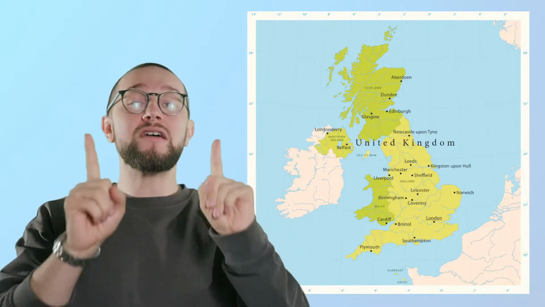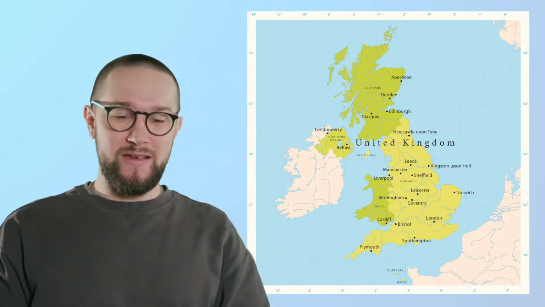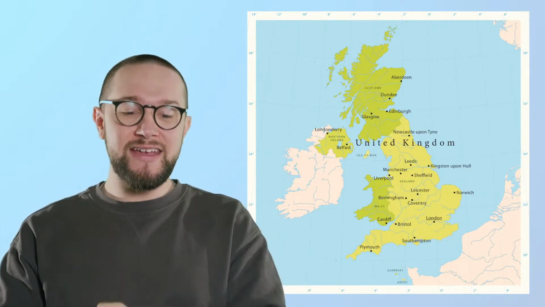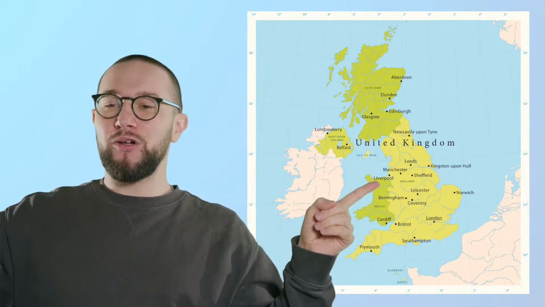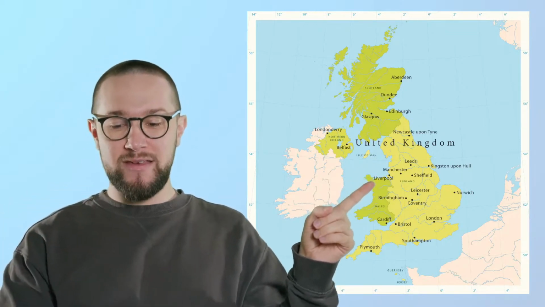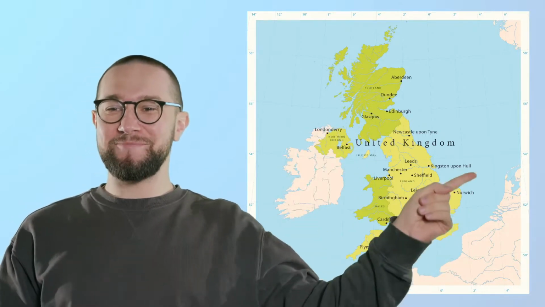So, my first clue to help you is to look at a British passport. What does it say on the British passport? It says, the United Kingdom of Great Britain and Northern Ireland. And this is your first clue because Great Britain is this bit here.